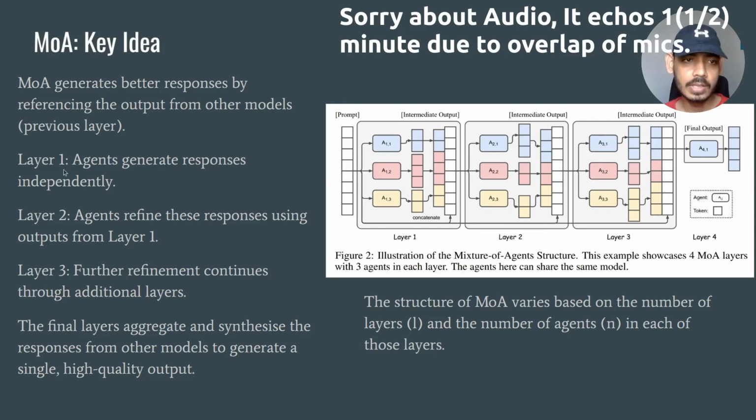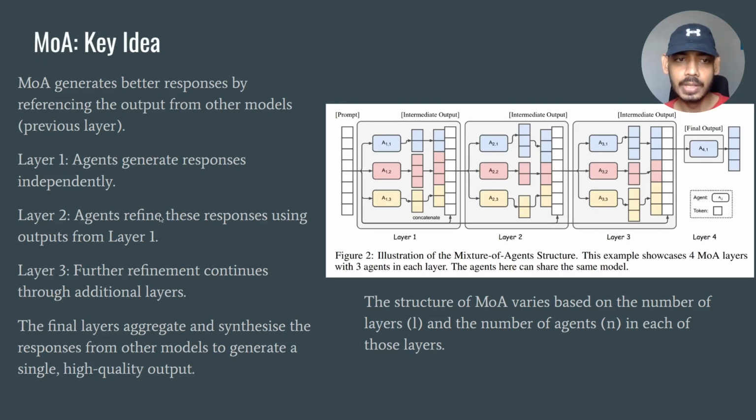So for instance, layer 1 generates a response independently. Layer 2 agents refine these responses using output from layer 1, and in layer 3 further refinement continues through the additional layers. The final layer aggregates and synthesizes the responses from the other models, which are layer 1, layer 2, layer 3, and generates a single high quality output. So the general architecture of mixture of agents is based on the number of layers you have and the number of agents per layer you have.